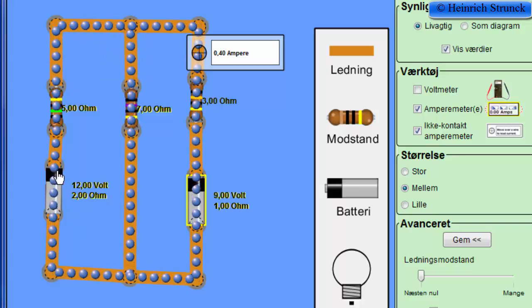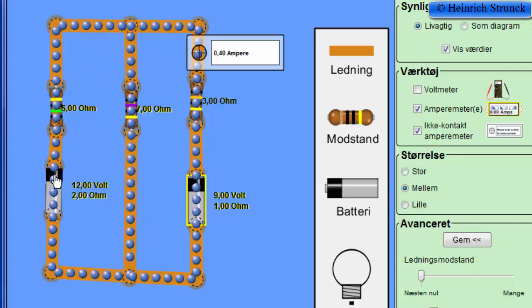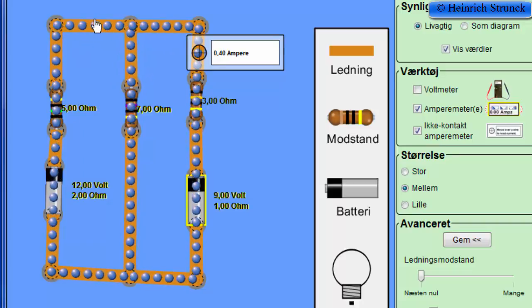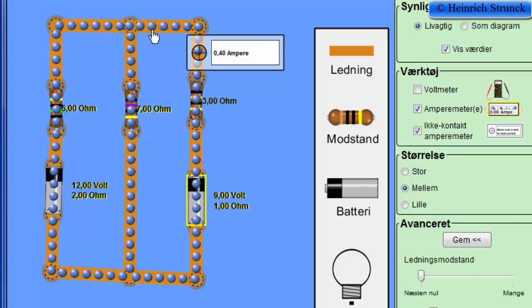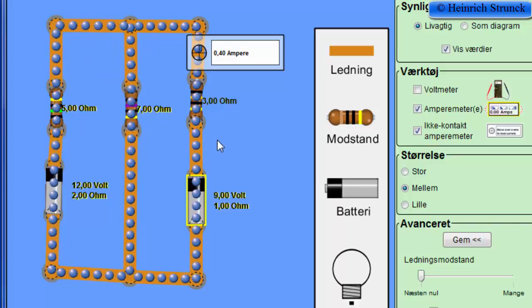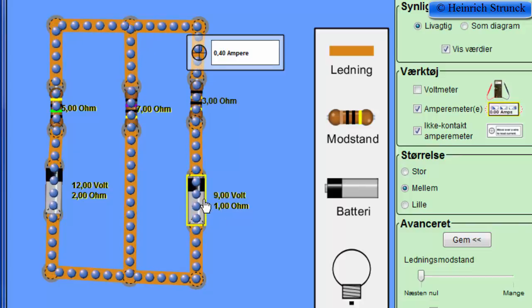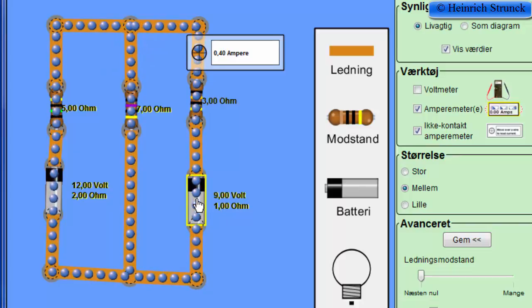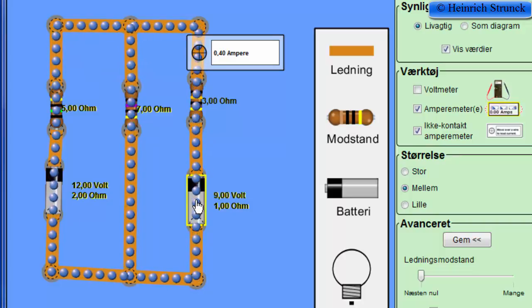That's also normal because we have the positive side of the battery here, so we think that the current will go this way, and the positive side of this battery, so the current will go this way. But it also depends on the size of the resistors and the voltage for both batteries. For example, over here, if we change the voltage to a lower voltage, we can make the current flow the other way.